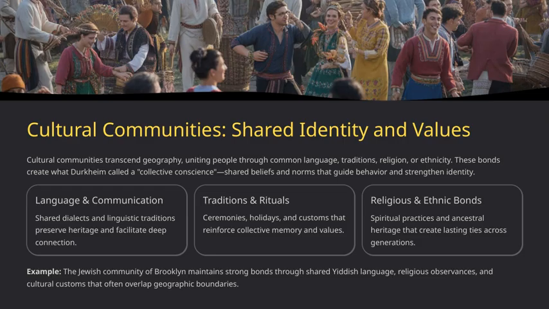Take the Jewish community in Brooklyn, for instance. They maintain strong connections through their shared Yiddish language, religious observances, and cultural customs, which often cross geographic boundaries. All these elements, language, traditions, religious and ethnic bonds, help strengthen a community's identity. They remind us that shared values and practices are essential in uniting people, regardless of where they are in the world, and tie back to our overall theme of how communities build cohesion through shared identity.